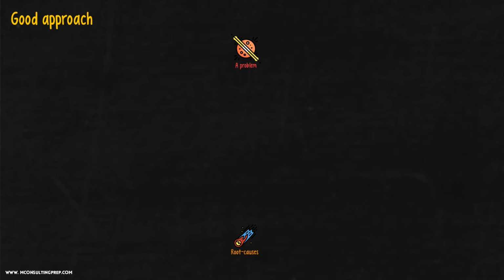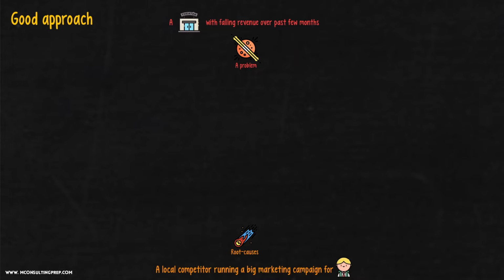And the great news is, many times, just by doing this, you realize your case universe is really creative and interesting. Continuing the above example, case problem: a movie theater with failing revenue over the past few months. Root cause: a local competitor running a big marketing campaign for students. The direct effect is that we lost, let's say, 70% of student traffic to the theater. Then imagine it in your head.